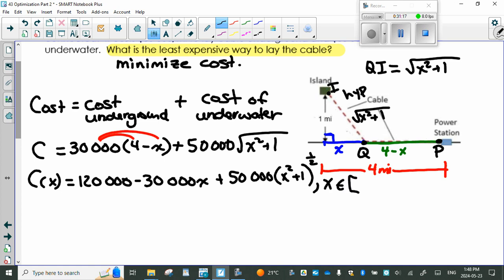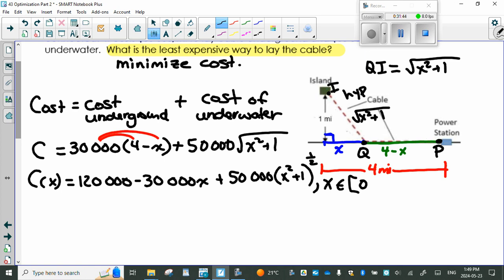Because if x were 0, this distance from here to here was 0. That would mean I would go 4 miles underground. You guys agree with that? And 1 mile out to the island. So that's a possibility. X could be 0, and then I would go the 4 miles underground and the 1 mile out to the island.